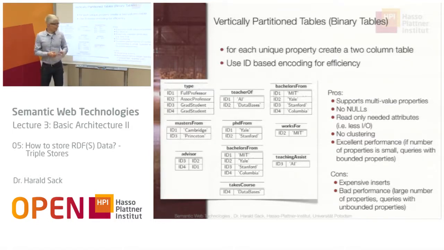You only have to read the attributes that are really needed, so you have less I/O. So less I/O, no clustering, no nulls, and you have excellent performance when you have only a small number of properties. It's fast if you want to access a specific property, because then you know which table to access. But when you have a query on arbitrary properties, a query on unbounded properties, then you have to access probably all tables in your database, and this, of course, will be quite expensive. So there are always some advantages and disadvantages that have to be weighed out.